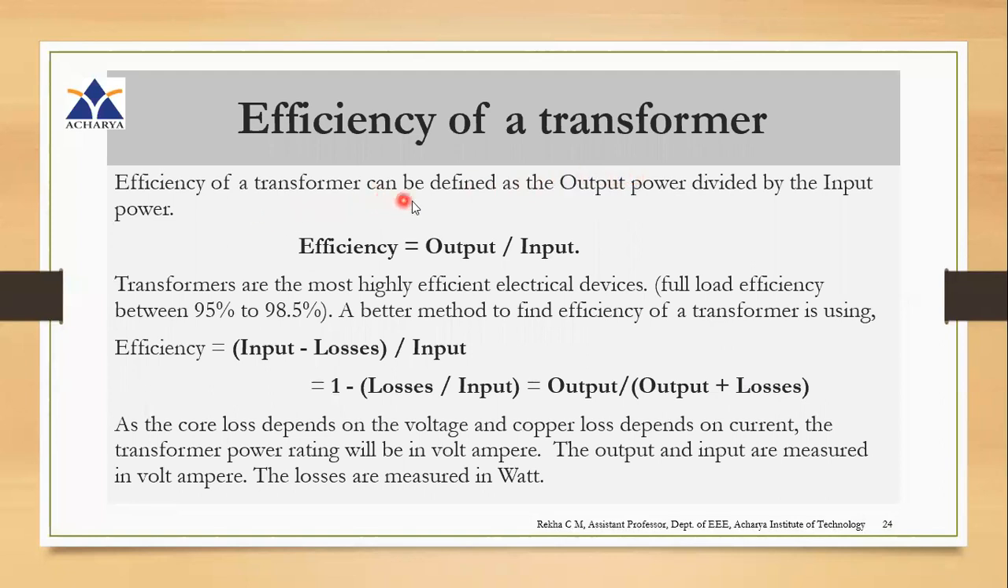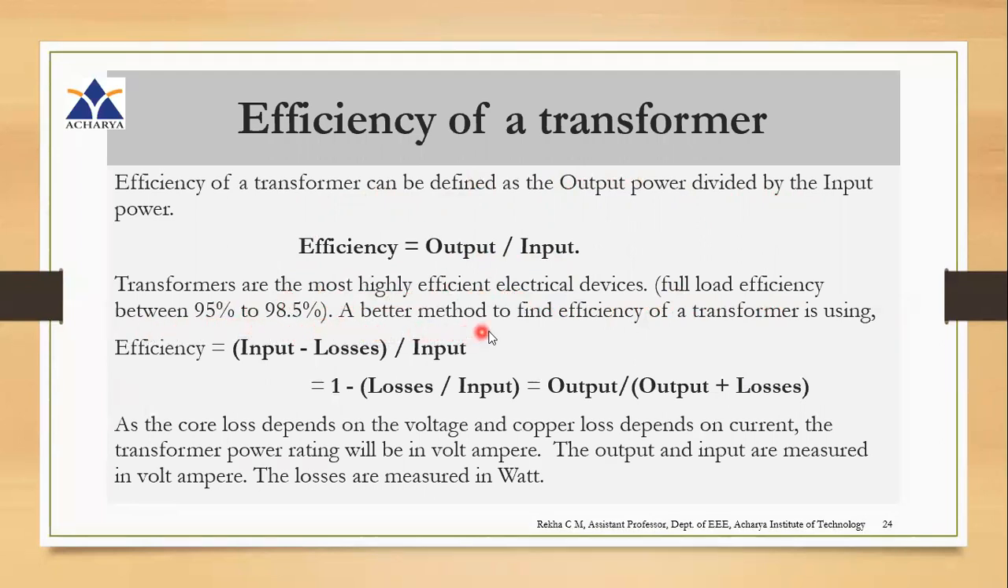Today we shall continue with the efficiency of a transformer. Efficiency of a transformer can be defined as output power divided by input power. Also, it can be a ratio of output to input. Transformers are most highly efficient electrical devices. Full load efficiency lies between 95% to 98.5%.